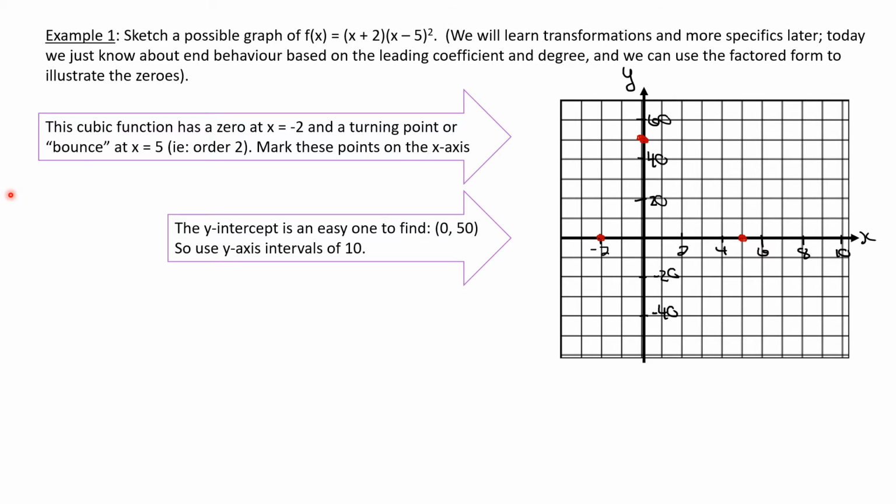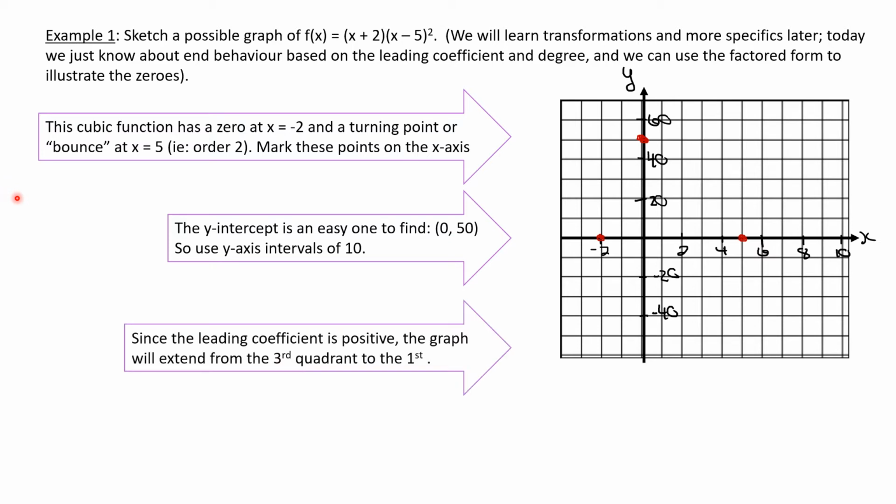What else can we tell? Well, the leading coefficient is positive. The leading coefficient, we talked about that. The leading coefficient would be a positive 1. It would be positive 1x cubed would be our leading term. So the leading coefficient is a positive 1. That means the graph is going to start down here, and it's going to be cubic.